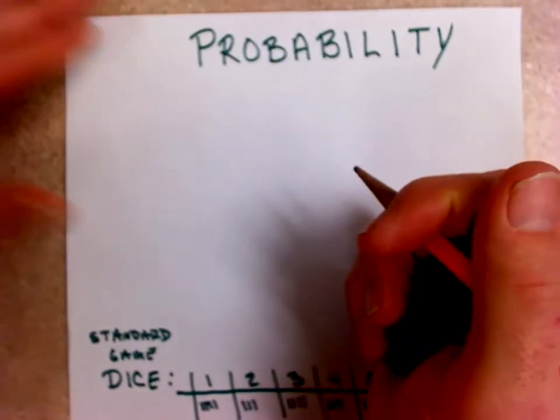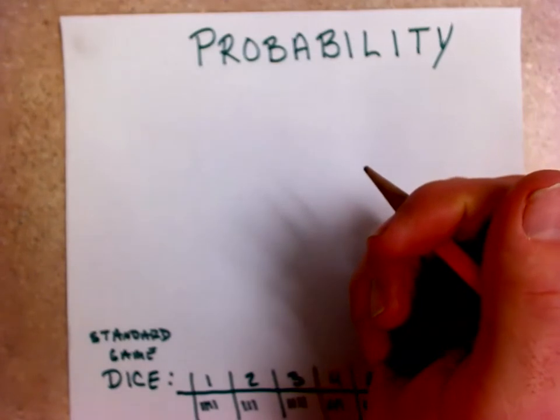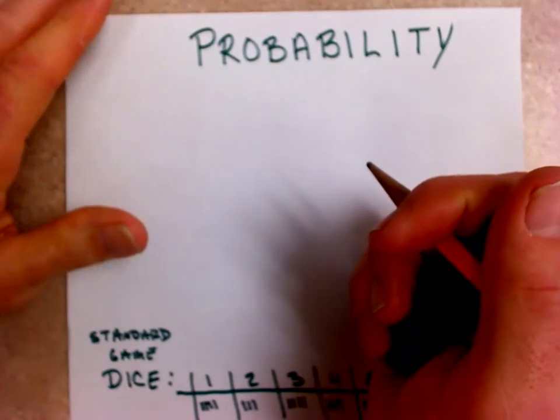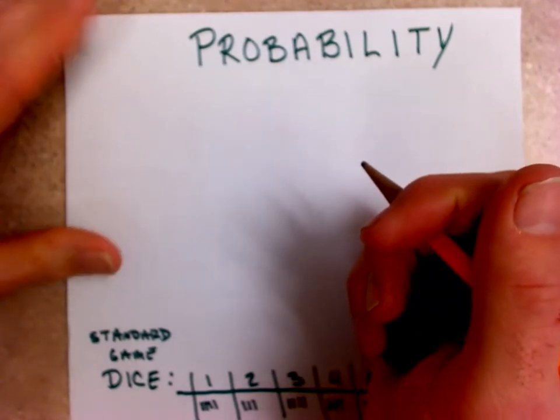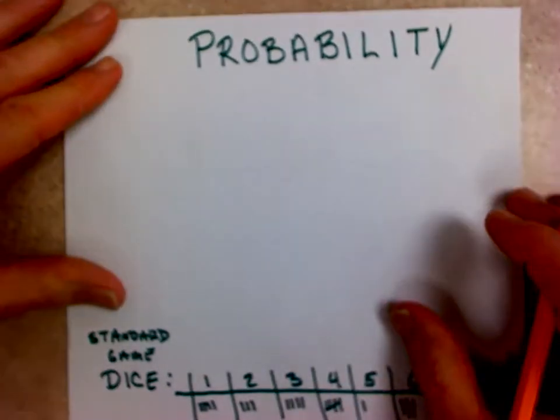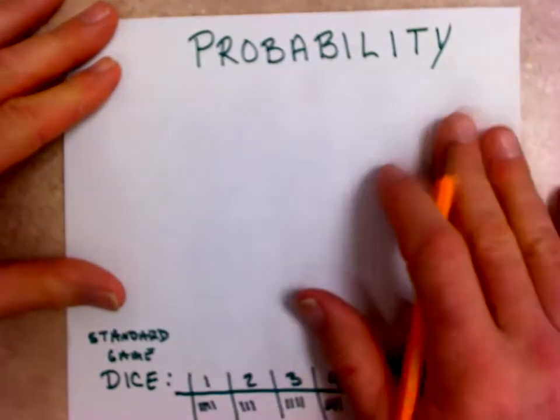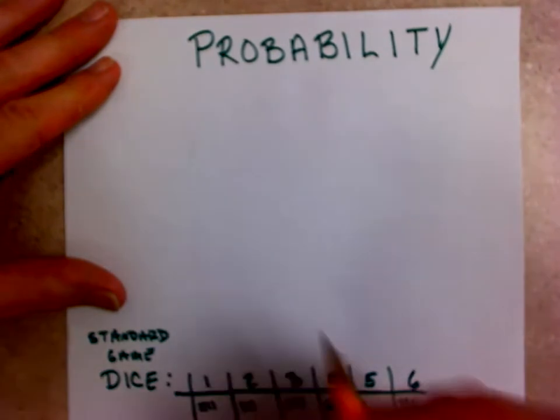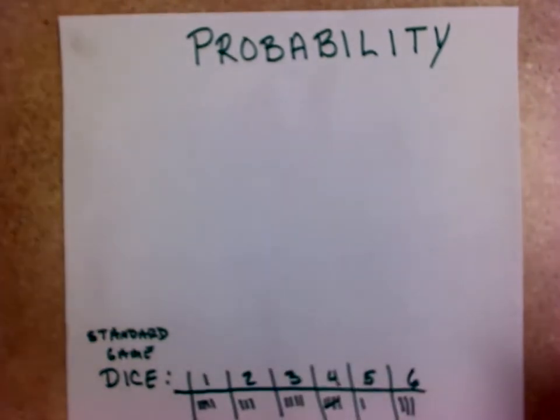Okay, so today in class, we started our next chapter, and we started looking at probability. We actually started looking at basic probability versus experimental probability, and we will get to some experimental probability down here.